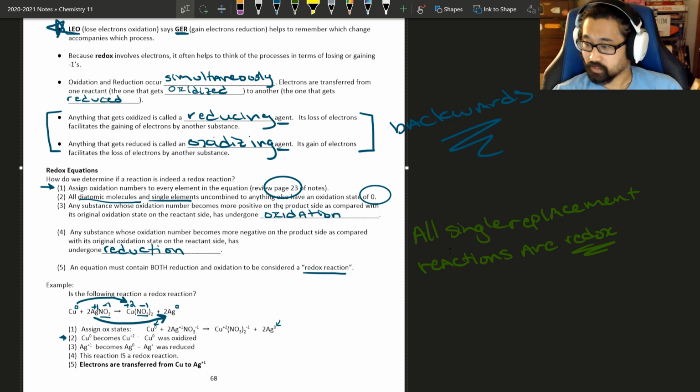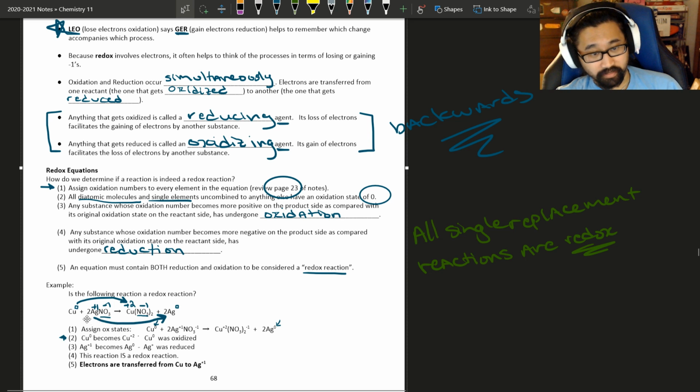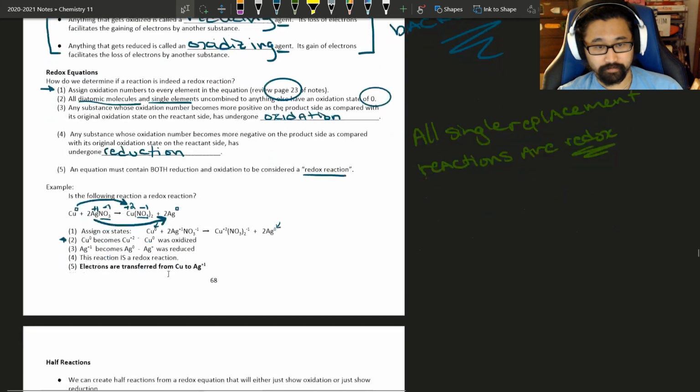Technically, realistically, I could have stopped once I found copper had a charge of 0 when it's on its own. Silver had a charge of 0 when it was on its own. Right here, when I labeled this silver with a +1 charge, I know that silver changes charge from one side to the other. That automatically makes it redox. Something changes charge from the reactant side to the product side.